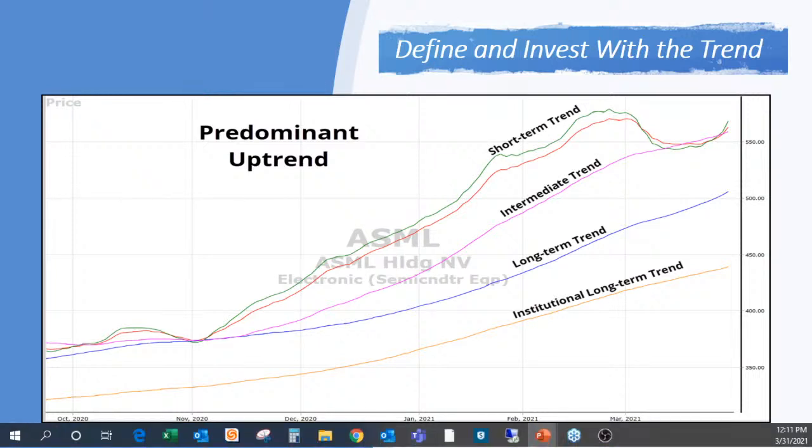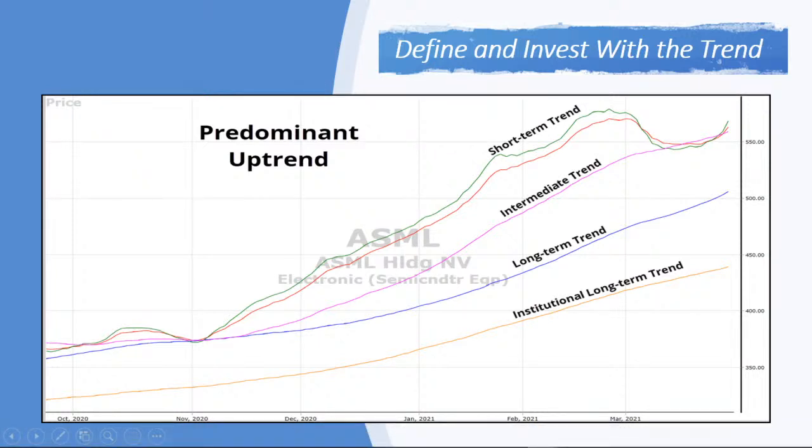Okay, pull up something. Oops. So here is an example here, ASML.